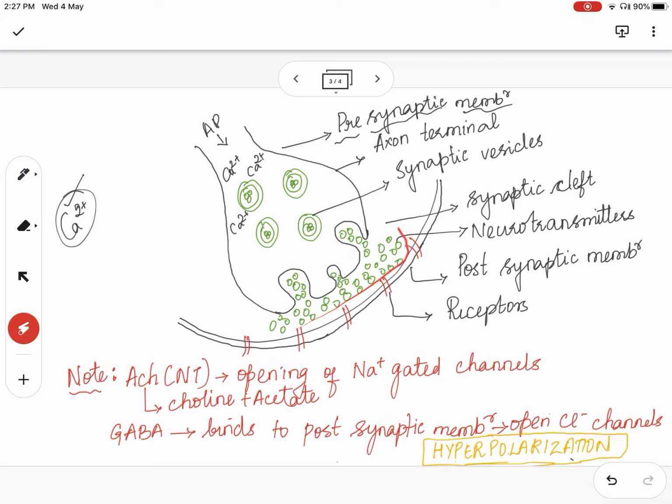So here this is the junction, that is the synaptic cleft. This is our presynaptic membrane, this is the synaptic cleft, and this forms our postsynaptic membrane. I'll repeat the statement once again. Action potential develops where?